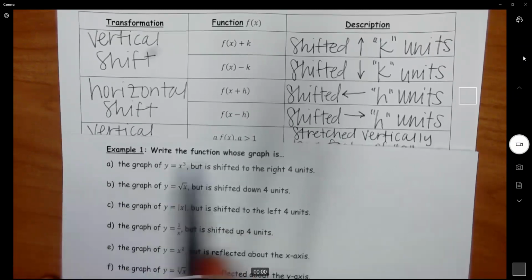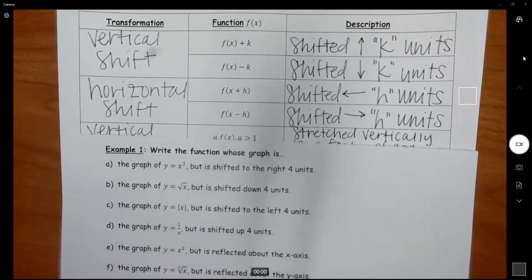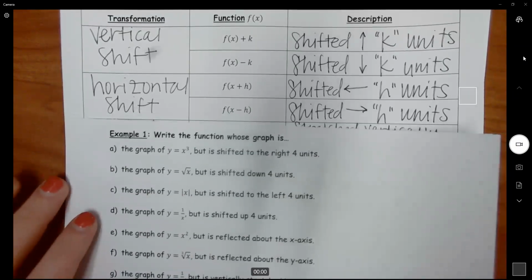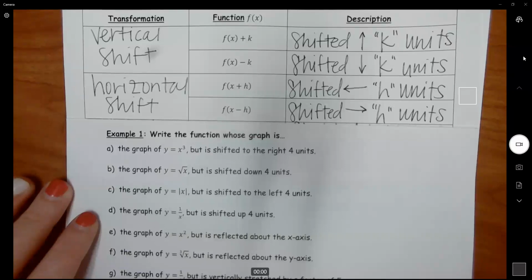that meet the description. So these first three have to do with horizontal and vertical shifts. I'm just going to cover up the rest real quick.